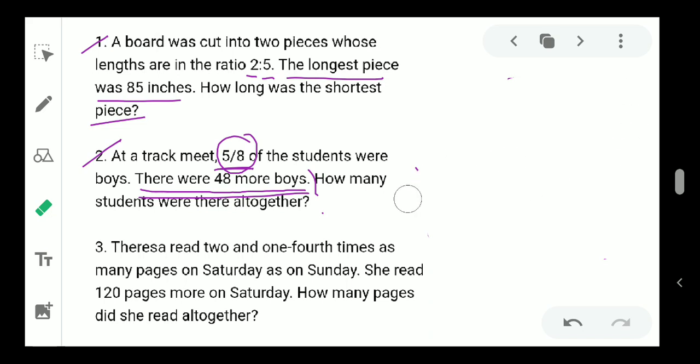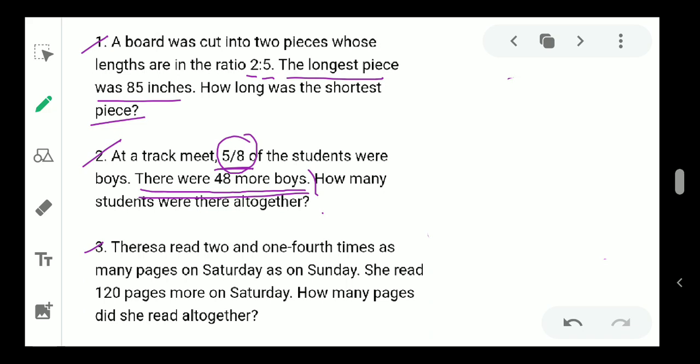Okay, so let us do the next one. Teresa read 2 and 1/4 times as many pages on Saturday as on Sunday. She read 120 pages more on Saturday. How many pages did she read altogether?